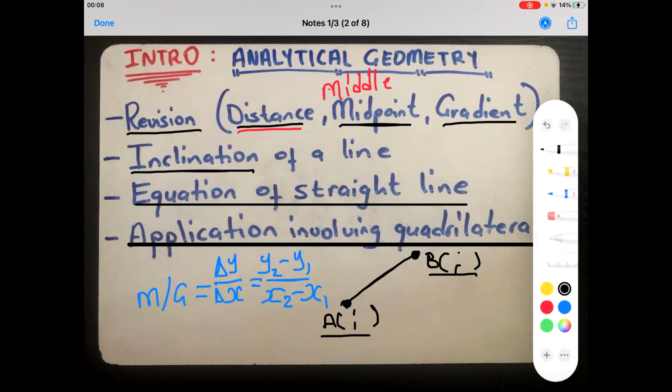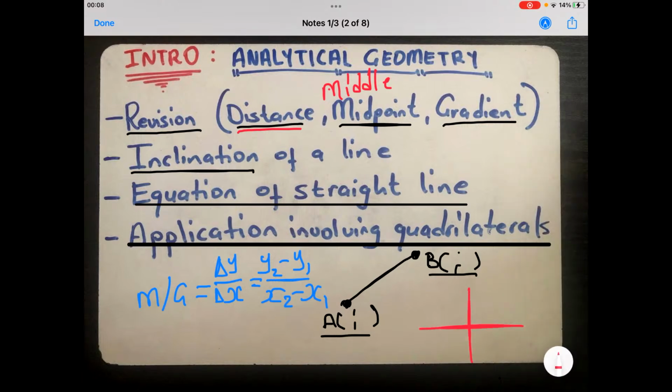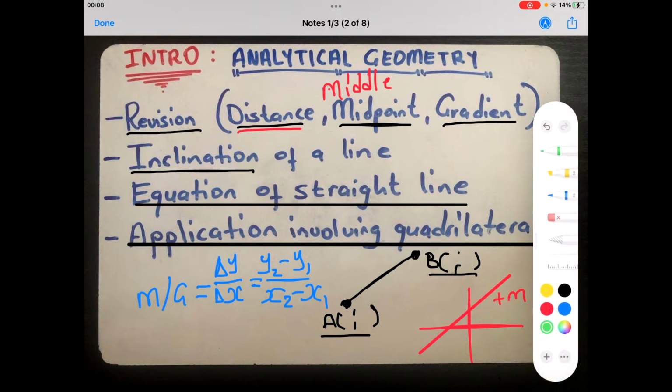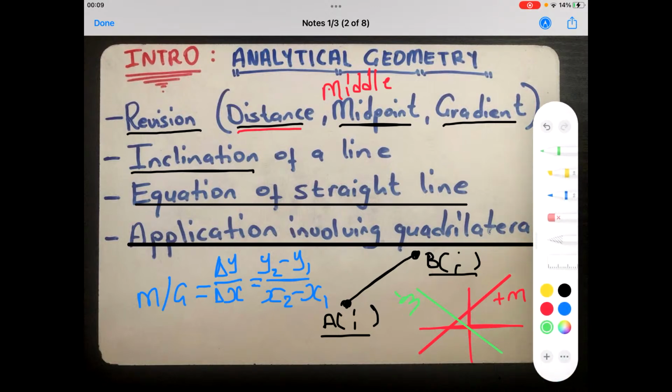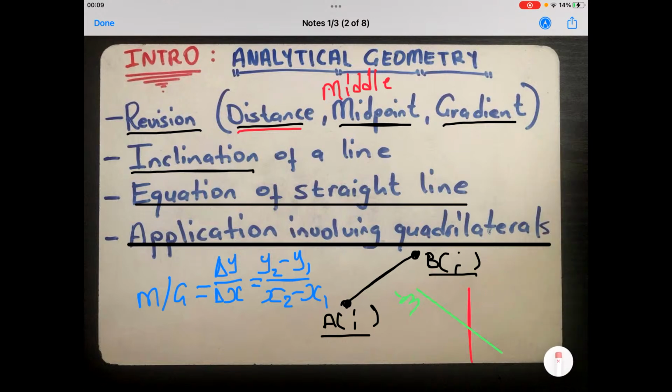Remember that on a Cartesian plane, a straight line that ends in the first quadrant and third quadrant will always have a positive gradient. And the one that ends in the second and fourth quadrant will always have a negative gradient. Just always remember that. So that's all that you need to remember with regards to the gradient. Now let's move on to the next part of our lesson for today.